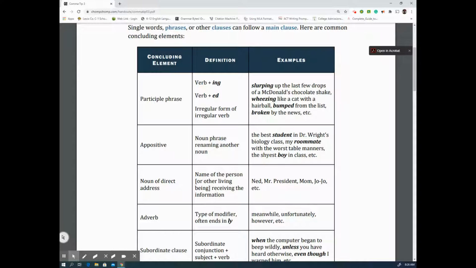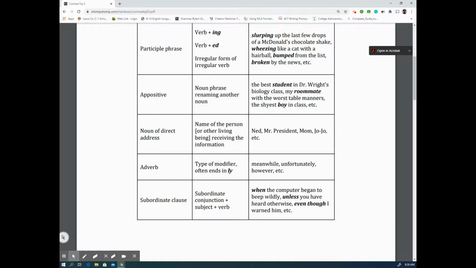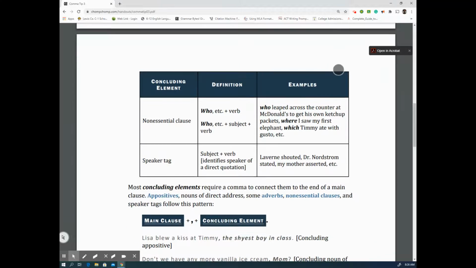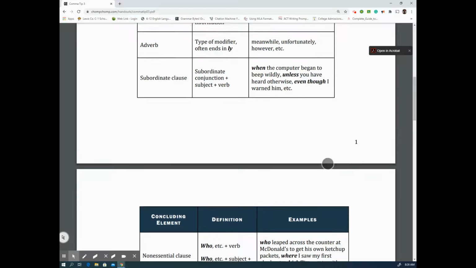Okay, so this chart here is just a little bit different than what we saw on common tip 1, common tip 2. For instance, common tip 1 and 2 both included prepositional phrases. That's not on this list. If I have a sentence that ends with a string of prepositional phrases, I don't need commas for it, but I do for participle phrases, appositives, nouns of direct address, adverbs, subordinate clauses, non-essential clauses, and speaker tags. So we've seen all of these before on the previous charts.